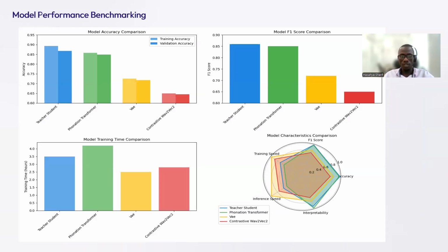And these are a few metrics of how our models were. The performance of the teacher model, the foundation model, the VAE, the contrastive Wav2Vec model. The light blue is maybe representing the training accuracy, then the dark is representing the validation accuracy. These are the metrics which we use when we are training these models, and the graph just represents a visual of how they performed.